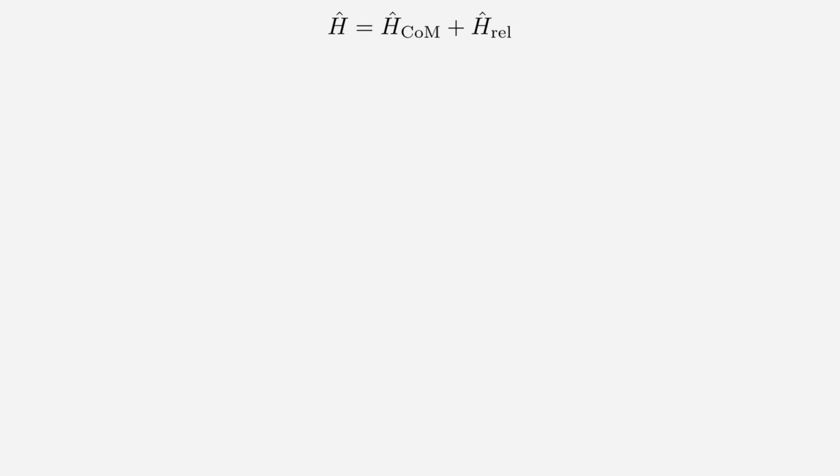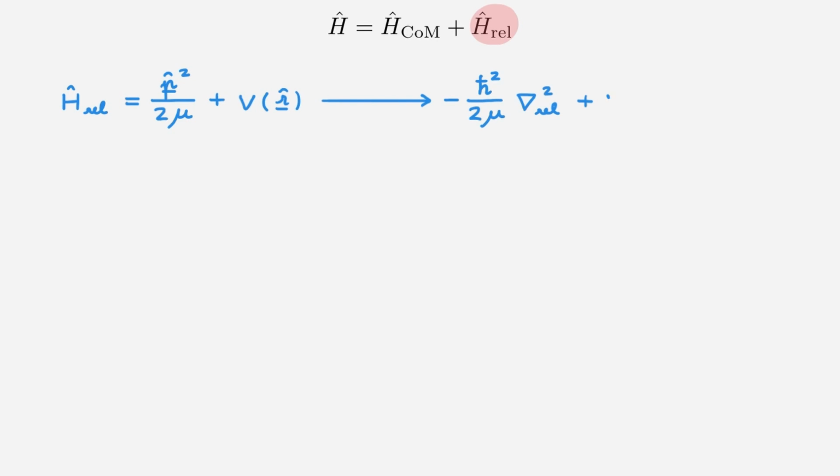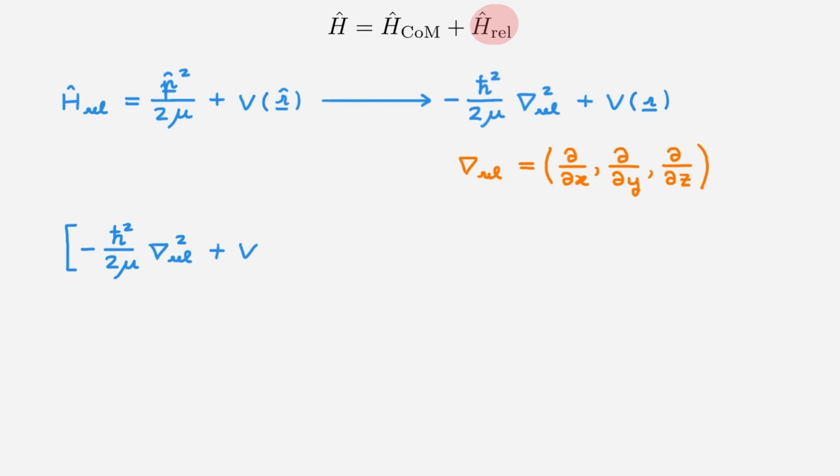Let's now turn to the relative Hamiltonian here. If we copy it, we now remember that this Hamiltonian has a kinetic energy part and a potential energy part. And again, working in the position representation, we can rewrite it like this. The Laplacian is again obtained from the gradient, which in this case of the relative variables is given by this expression. Putting everything together, we get this eigenvalue equation in the position representation.